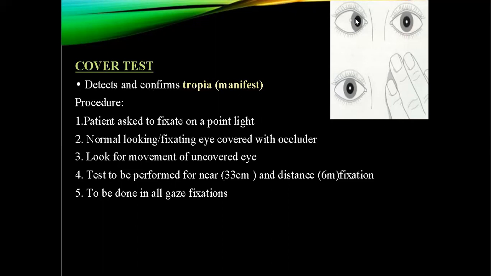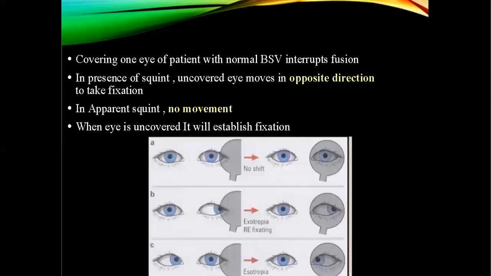So the patient's eye looks inward here. So this is esodeviation or esotropia or convergent squint. And when I'm covering the normal eye, then this eye is moving towards the right to take the fixation. So that confirms our diagnosis. So this is cover test. What we have learned from the cover test is that we put a cover on the patient's normal eye and observe the movement of the squinting eye. If the squinting eye moves, then our diagnosis of the squint is confirmed.